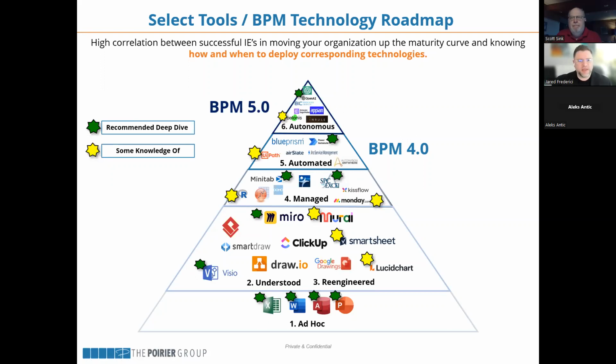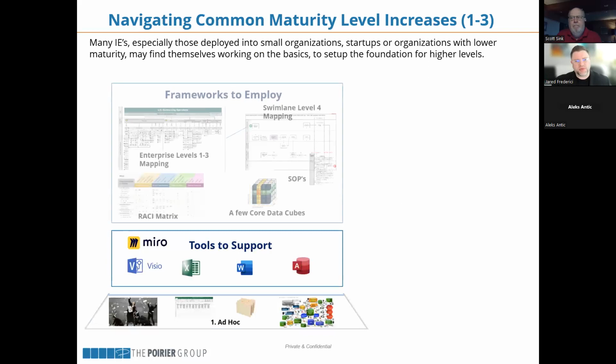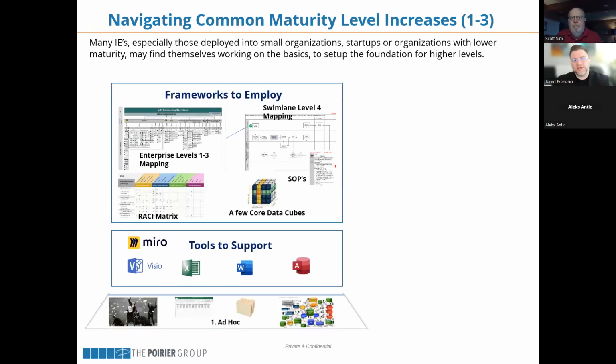Yeah. I don't want to spend too much time because you can go through some of the previous webinars, but again, the reason you do these is to leverage some of these tools to move maturity levels up. So in this case, going from 1 to 3, some enterprise Visio mapping with embedded races and swim lanes, going down to level 4 and integrated SOPs and maybe a few data cubes.